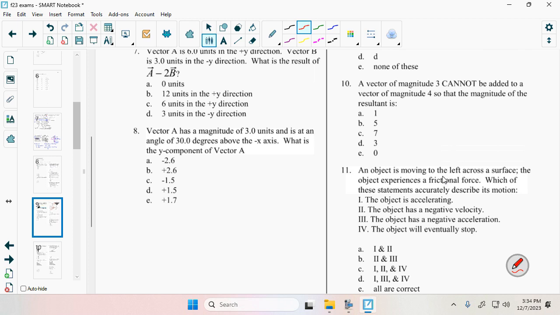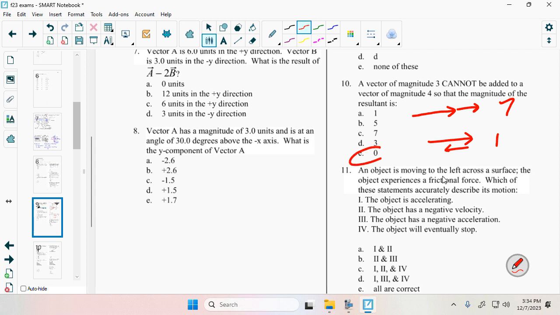Yeah, number 10. A vector 3 cannot be added to a vector 4 so that the magnitude is what? We had a conceptual question like this on the concept test. You can have two extremes. You can have the 4-unit vector and the 3-unit vector in one arrangement, in which case they have a resultant of 7. Or you can have them in the opposite arrangement, in which case they have a resultant of 1. The magnitude of that resultant has to be somewhere between 1 and 7. So the answer here is, well, 1, 5, 7, and 3 are all between 1 and 7.